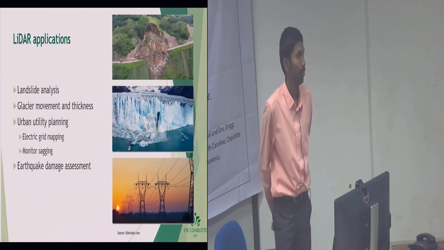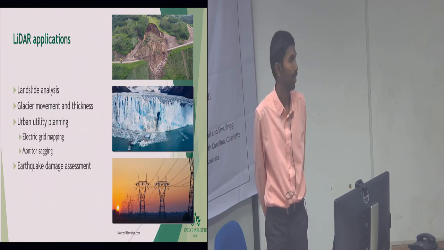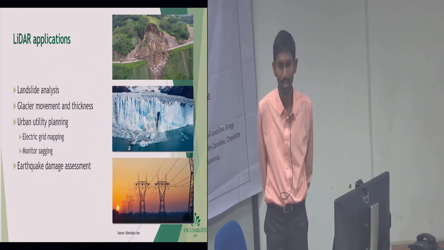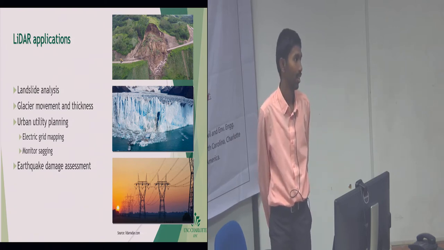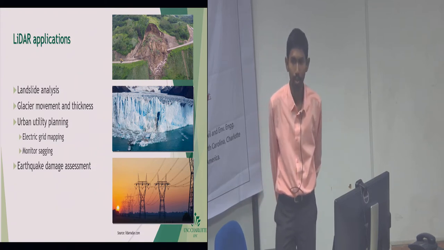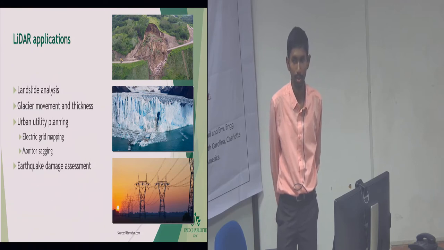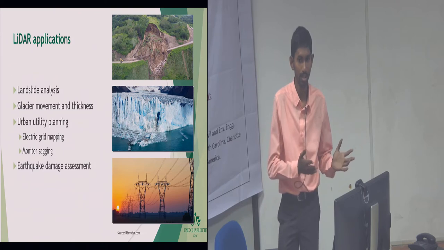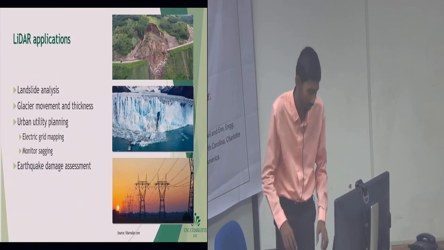Now, civil engineering applications. Where can LiDAR be used? We have landslide analysis, glacier movement and thickness, which is basically what the ICESat satellite does. Urban utility planning: we have electric grid mapping and monitoring sagging. We can also do earthquake damage assessment: capture a building before an earthquake hits and see what its condition is after an earthquake.